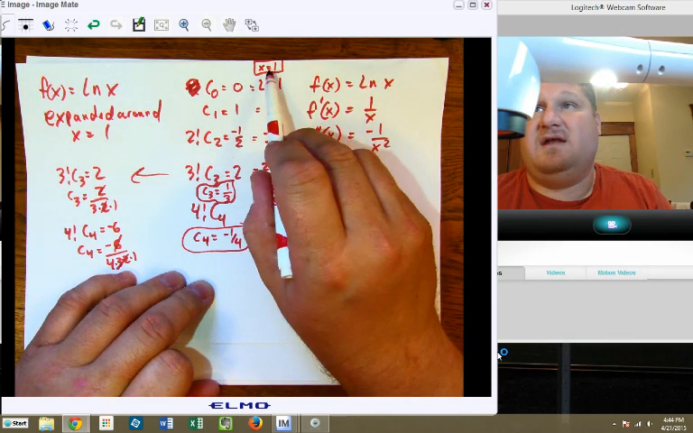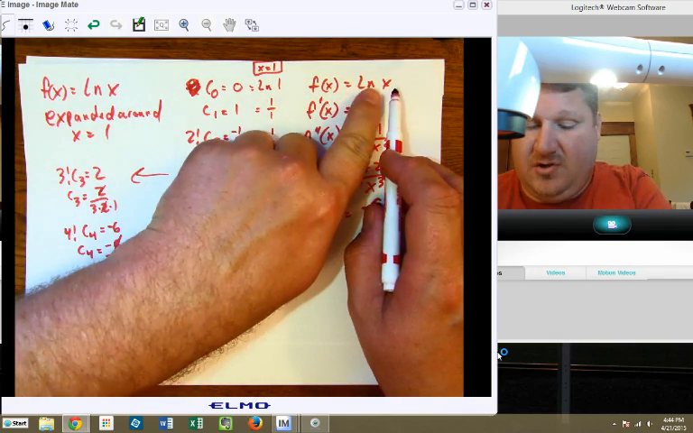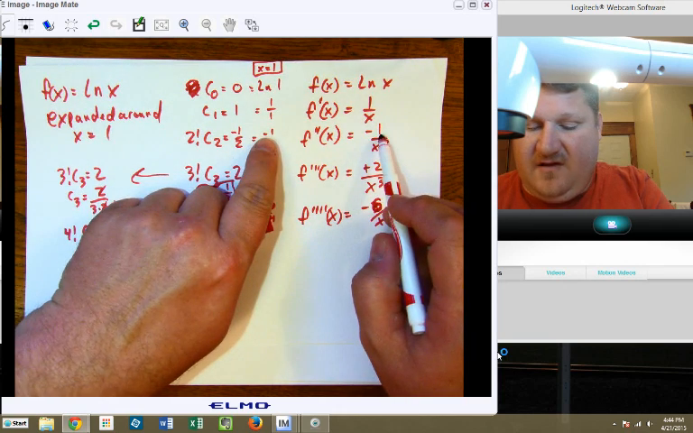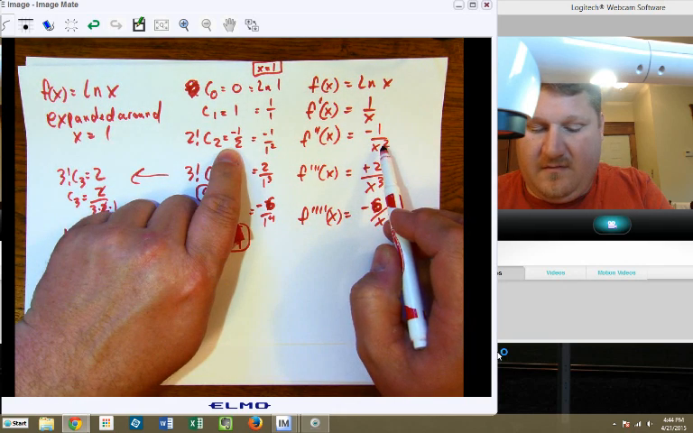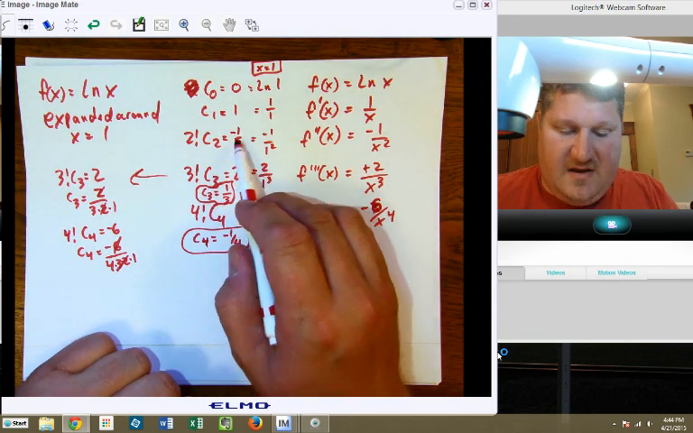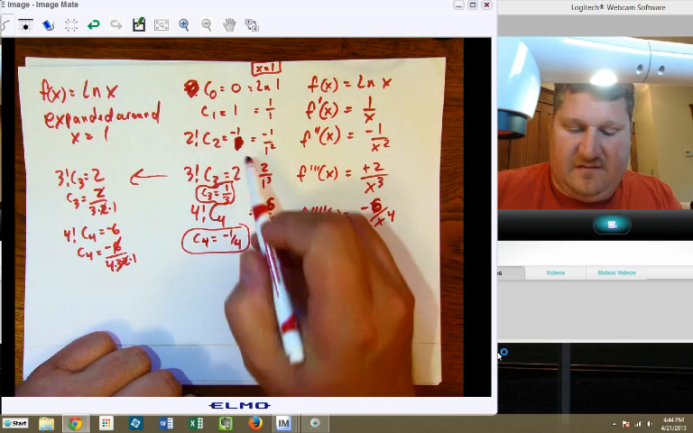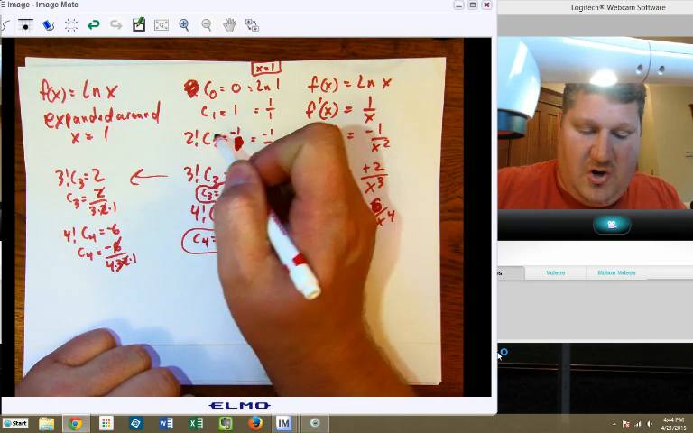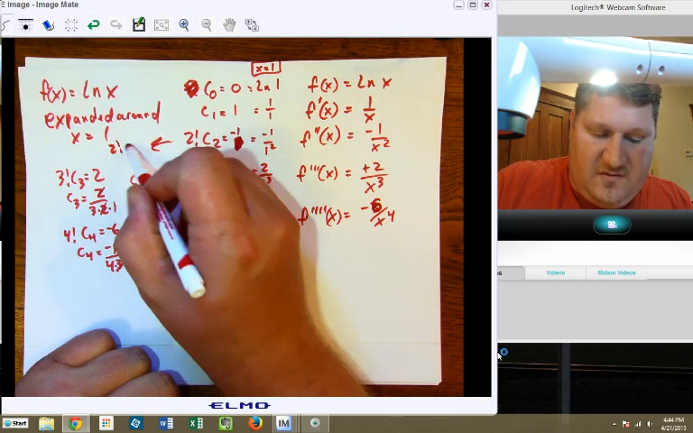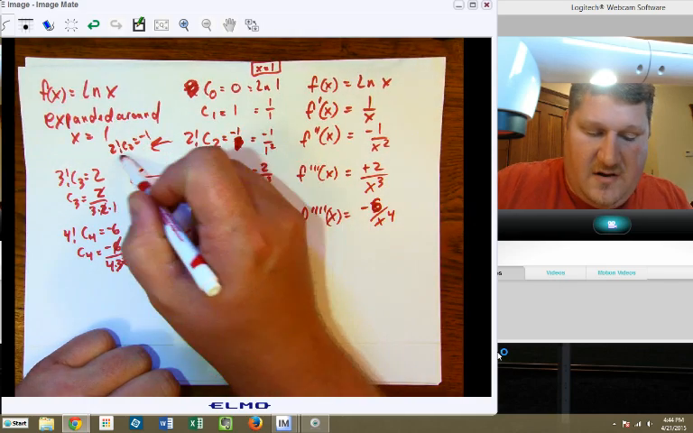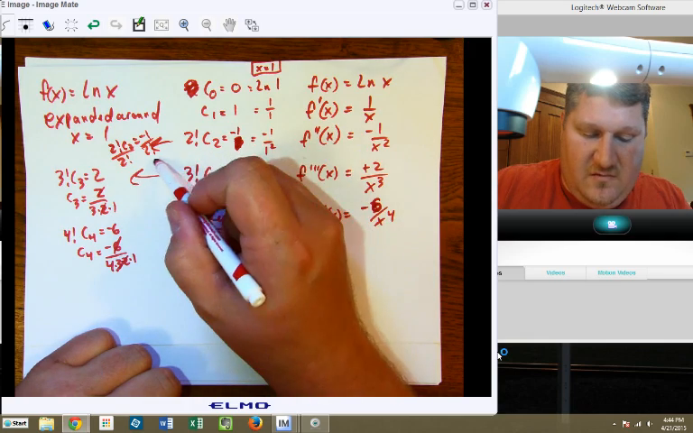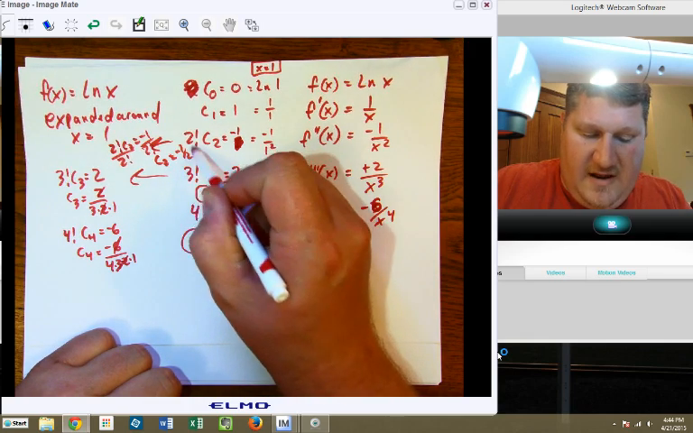Well, if I'm expanding about 1, I say natural log of 1 is 0. 1 over 1 is 1. Negative 1 over 1 squared, and I get negative 1. And so when I solve this, I come over here and I say 2 factorial c2 equals negative 1. So I'm going to divide by 2 factorial. And when I do that, I get c2 equals negative 1/2.